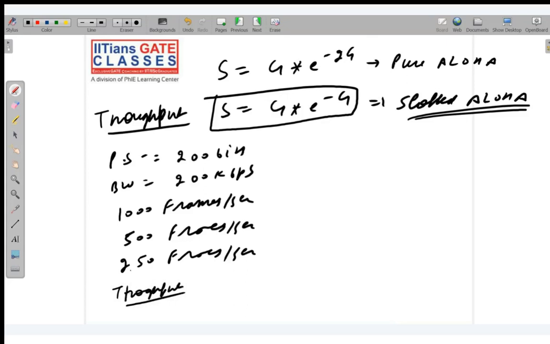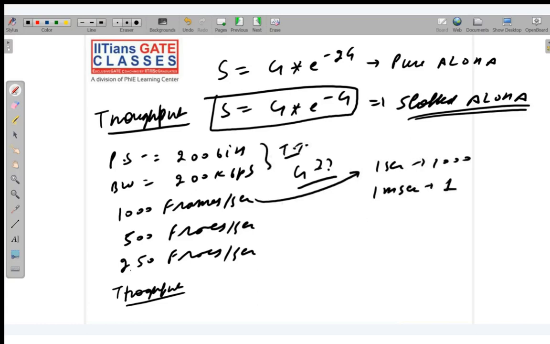I should not waste time here. So what will be the G value? In 1 second there are 1000 frames, so in 1 millisecond only one frame. Why 1 millisecond? Because transmission time is 200 upon 200 into 10 to the power 3, that is 1 millisecond. Transmission time is 1 millisecond, so G is 1 for the first case.